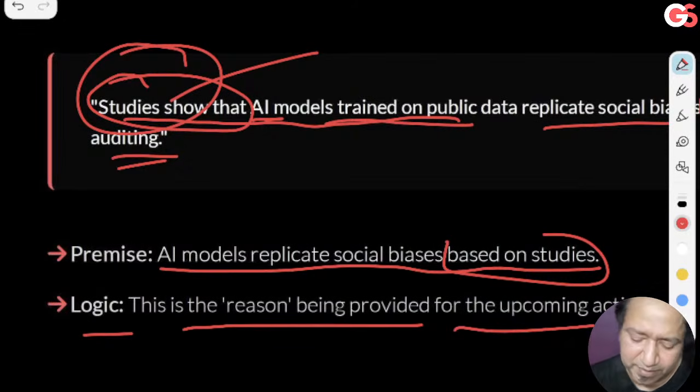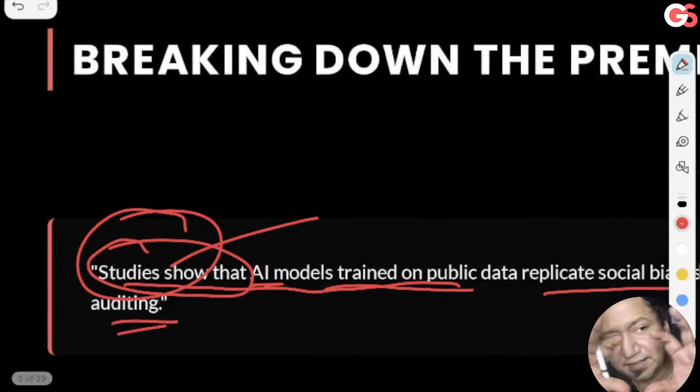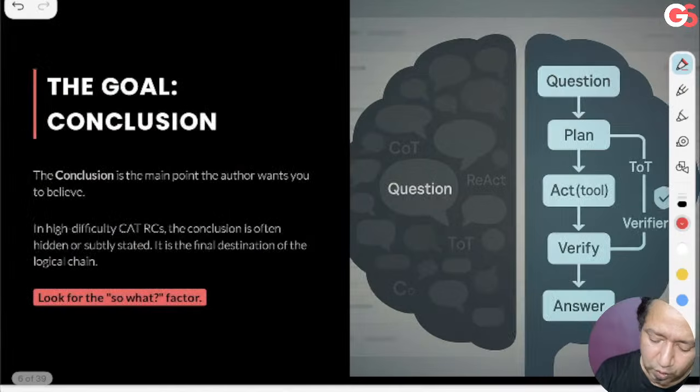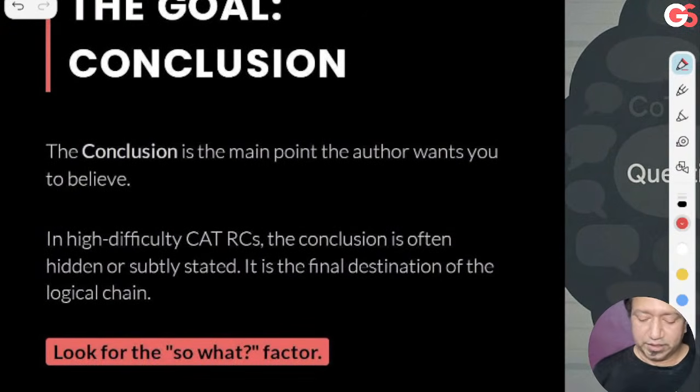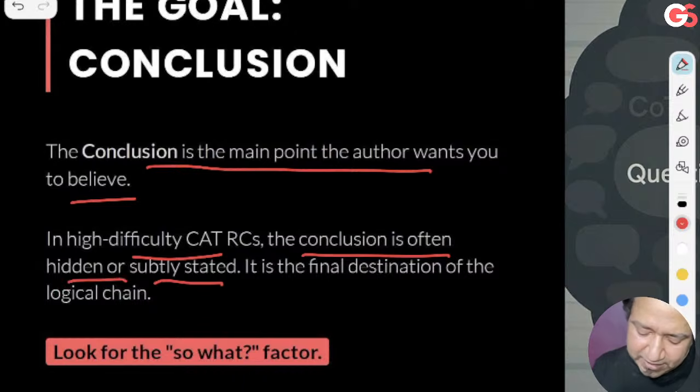And now do you understand what a premise is and how we understand the premise? Whenever you get a feeling that a particular statement is universal, free of biases, free of opinions of individuals or a group, they are basically premises. Clear? Now, the goal. What's the goal of doing all of it? The goal is to conclude. The conclusion is the main point the author wants you to believe. In high difficulty CAT RCs, the conclusion is often hidden or subtly stated. It is the final destination on the logical chain.